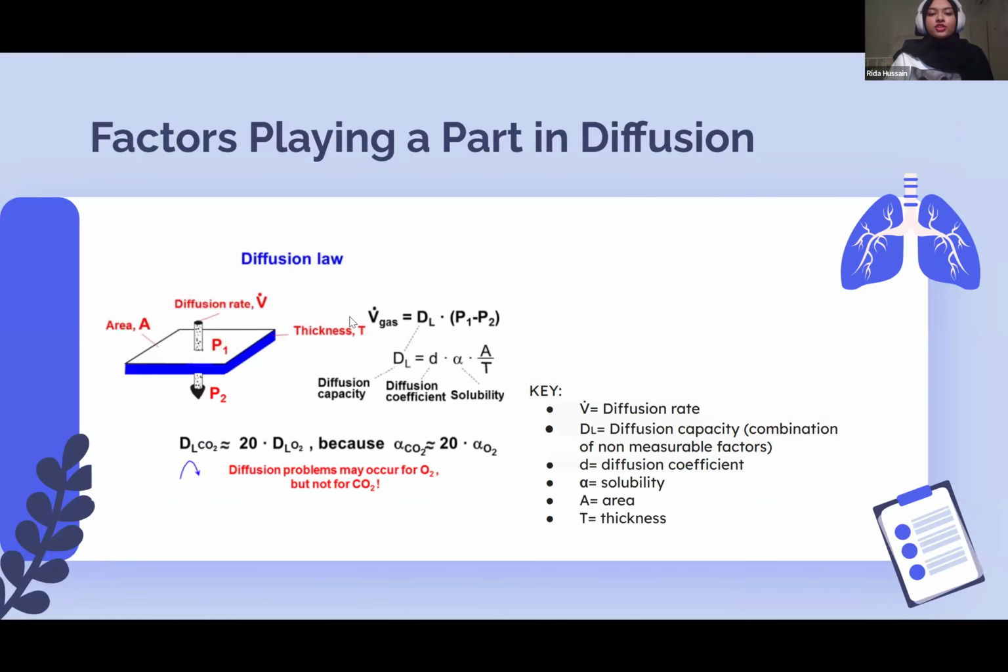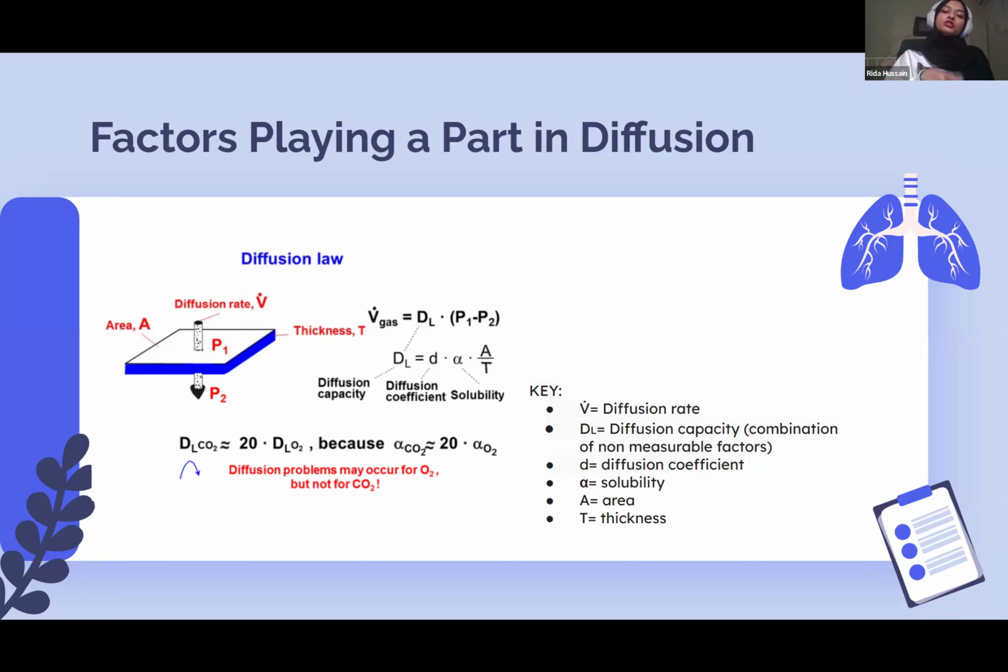Basically, let's start off with the first equation. V naught, which is the diffusion rate, is dependent on diffusion capacity, which is DL, and the pressure difference. Whenever diffusion is taking place, it's a no-brainer that a pressure gradient is always needed, or else it wouldn't be considered diffusion, because if both sides are equal with the molecules, then there will be no general overall movement of molecules. So a pressure gradient is required.